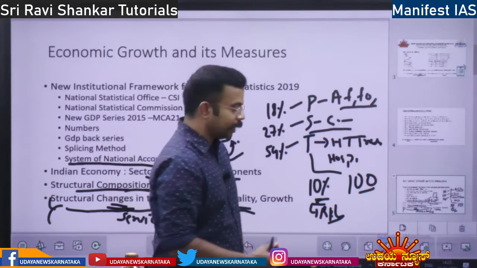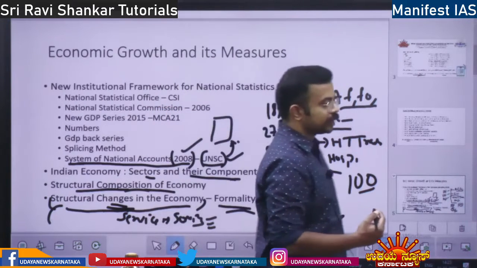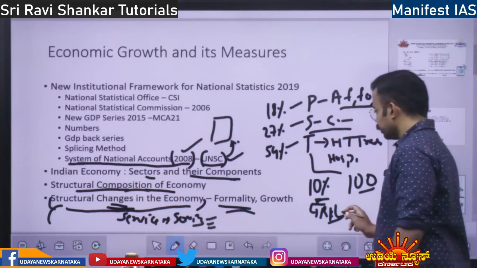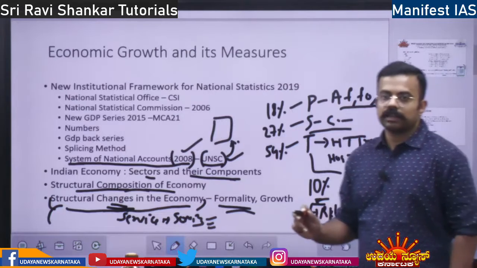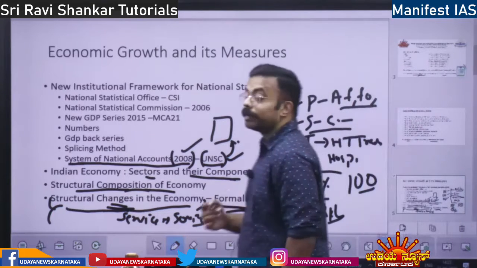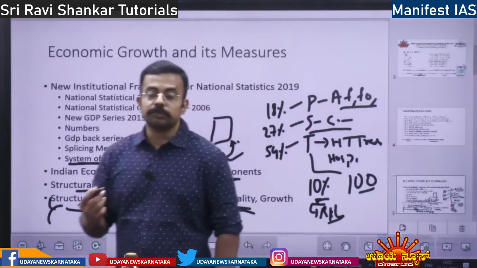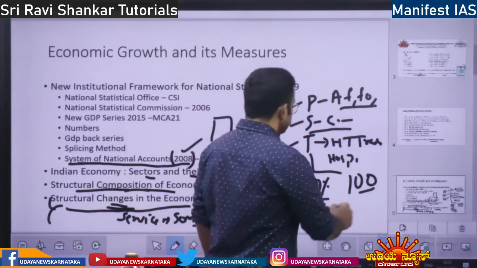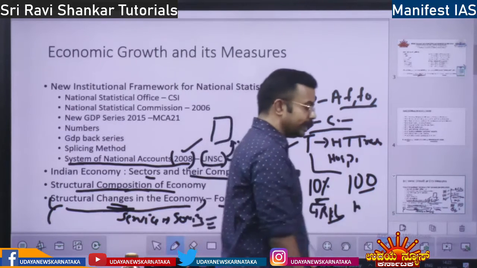For example, incense stick manufacturing is in the informal economy, right? Incense sticks. Along with that, in the informal economy, cracker manufacturing, right? Matchbox manufacturing. So all these things fall under the informal economy, right?